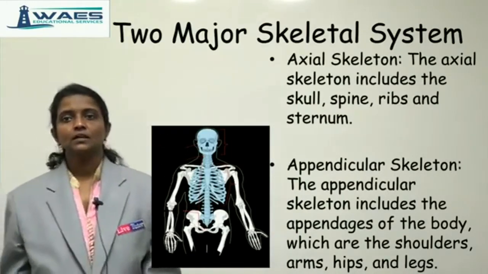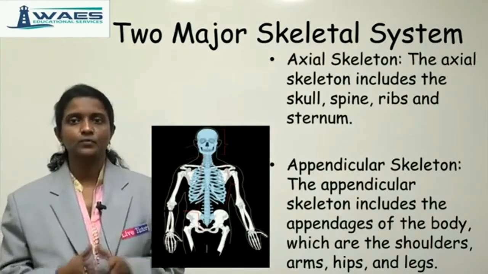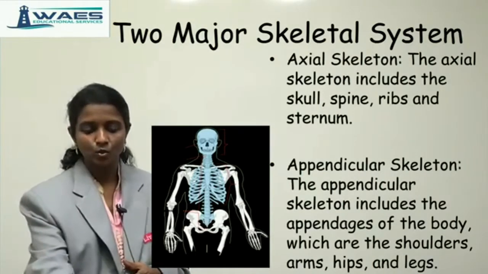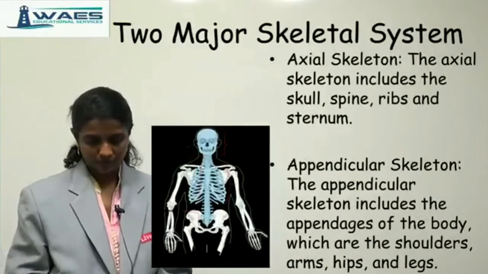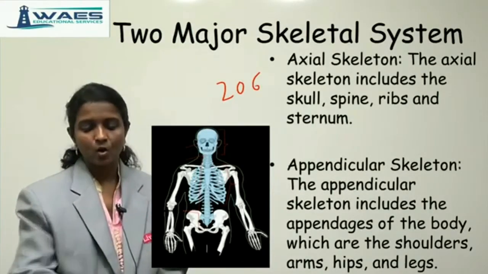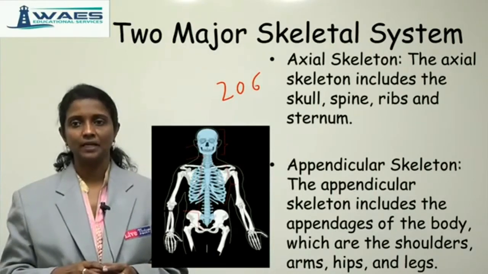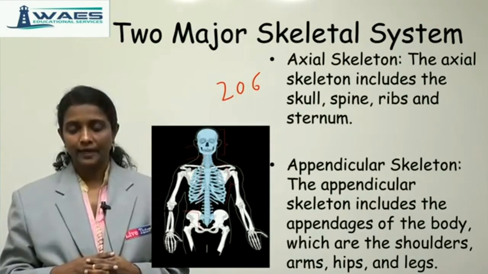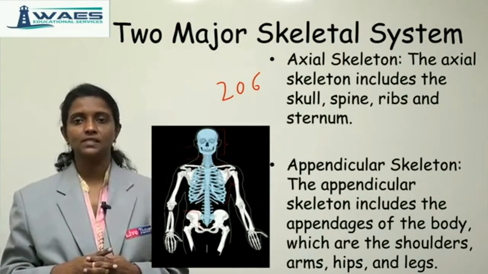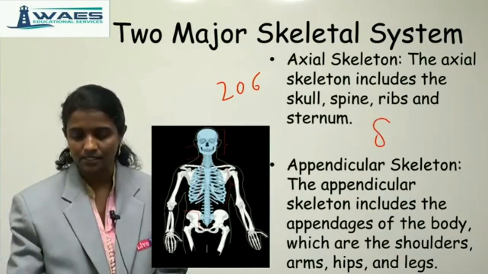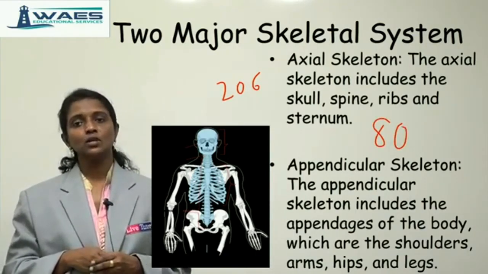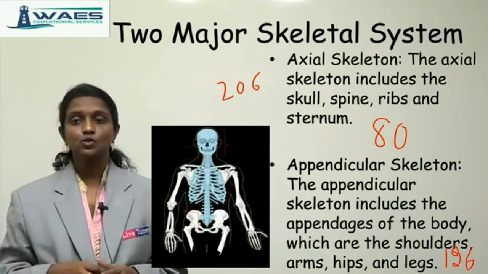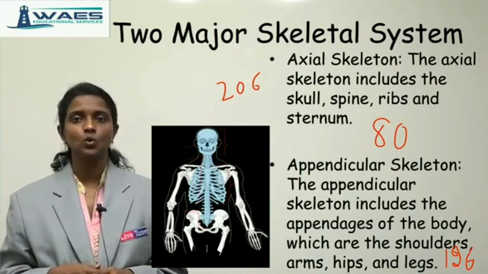Now, getting into the topic, we have two types: the axial skeleton and the appendicular skeleton. In the beginning of the slide itself, we said there are totally 206 bones. If you take all the numbers together and find the total number of bones in the axial skeleton, it is 80. The total number of bones in the appendicular skeleton is 126. So together we have 206, got it.